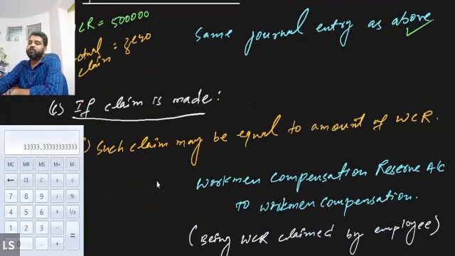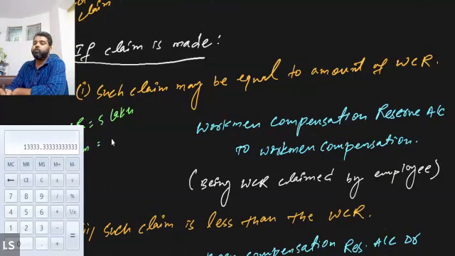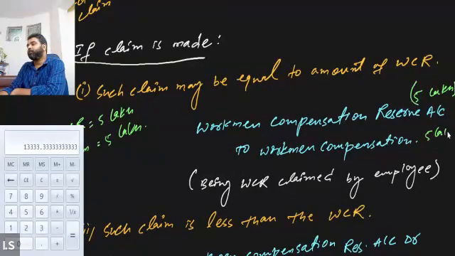And in the third case, if the claim is being made, then such claim may be equal to the amount of reserve that we have made. That means if the workman compensation reserve is rupees 5 lakh and the actual claim made by the employee is also equal to the reserve, that means 5 lakh. So in such a situation, the general entry will be workman compensation reserve account debit to workman compensation. That means 5 lakh will be debited to the workman compensation reserve and 5 lakh will be credited to the workman compensation account. Got it, everyone?